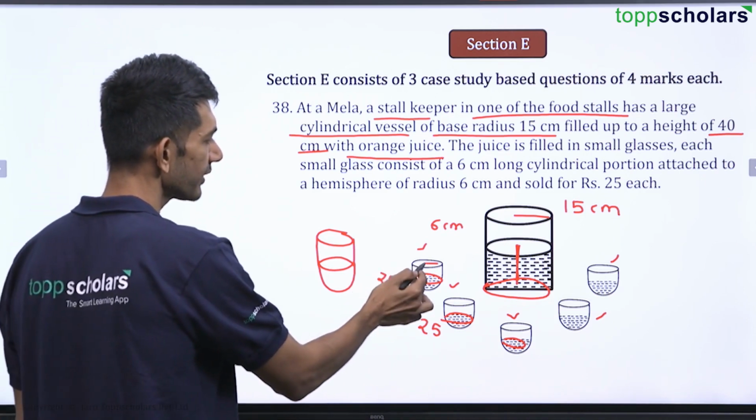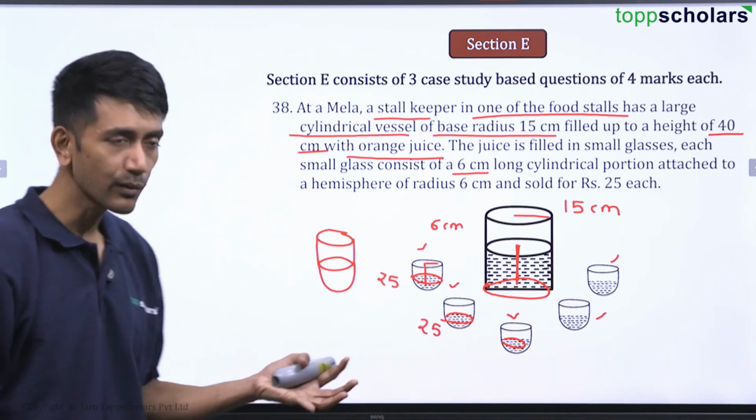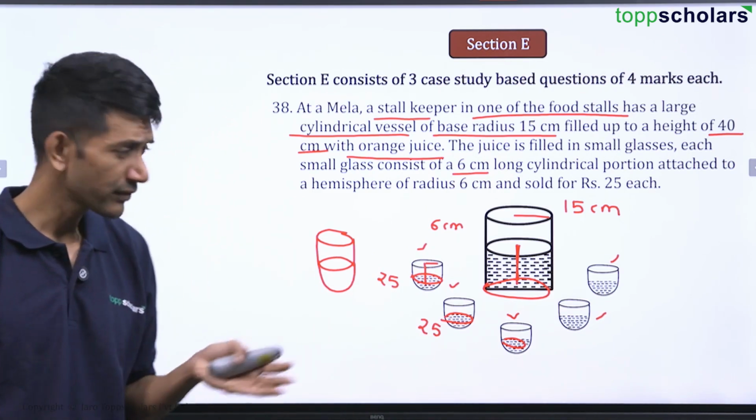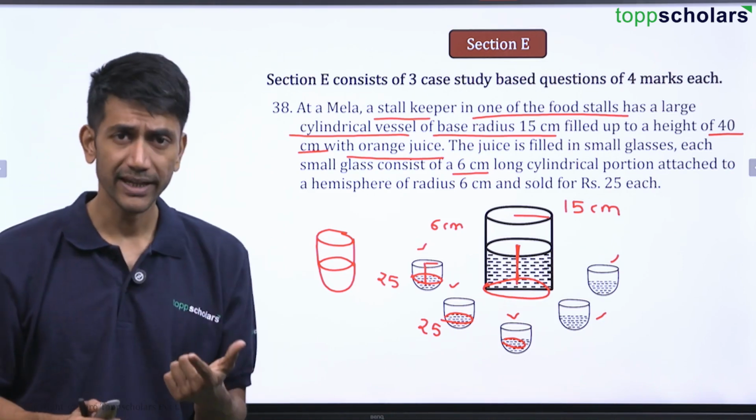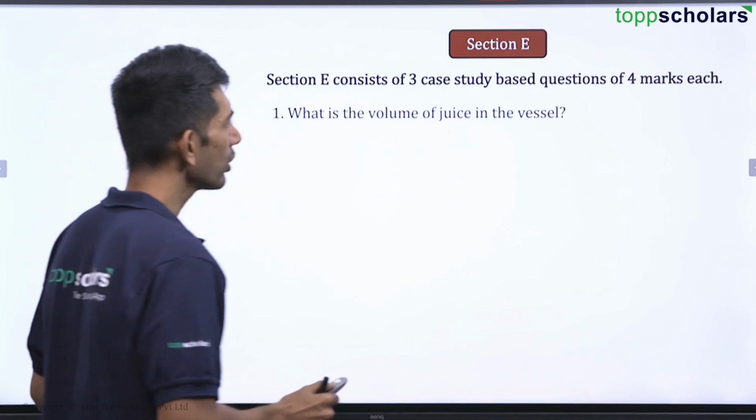And the height is also 6 centimeter. 6 centimeter long. Long means height. You have to understand the question. See, there is so much of data, so much of information given here, so to process that with respect to the figure. So the question is, what is the volume of the juice in the vessel?